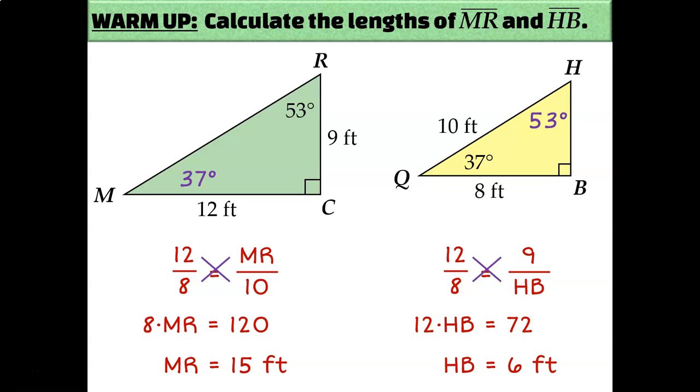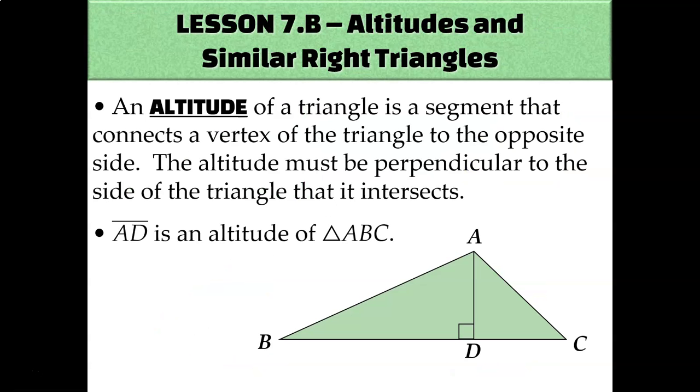Today we're going to be dealing with altitudes. An altitude of a triangle is a segment that connects a vertex of a triangle to the opposite side, so that the altitude and that third side are perpendicular to each other. For example, AD in the diagram we see here is an altitude of triangle ABC because it connects vertex A to side BC so that AD is perpendicular to BC.